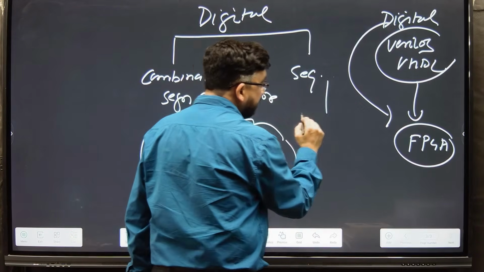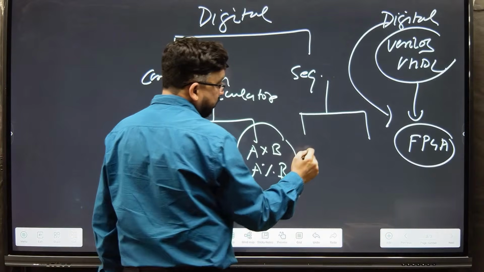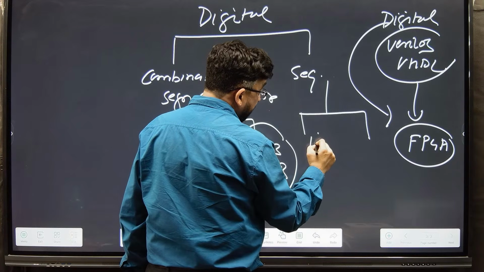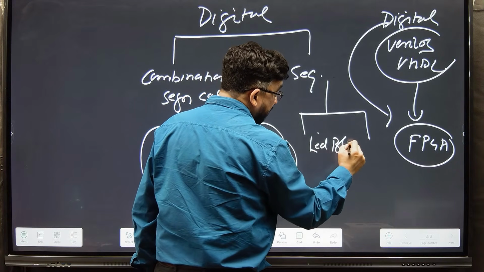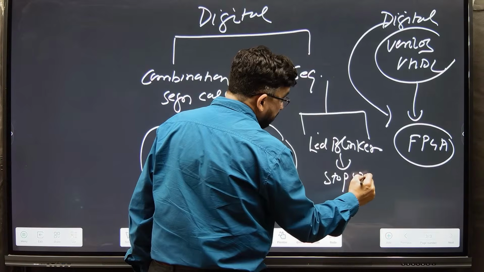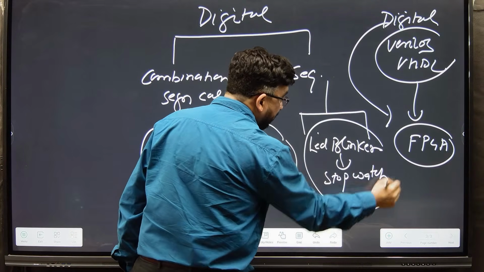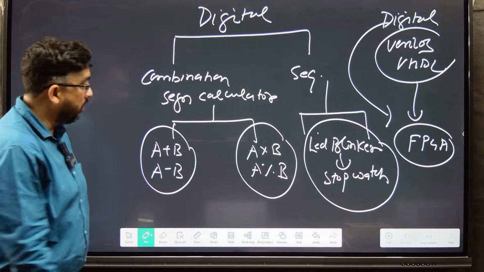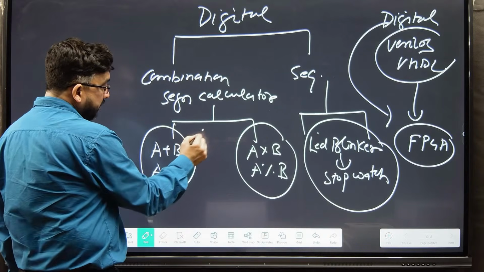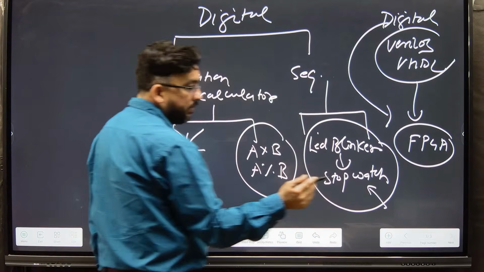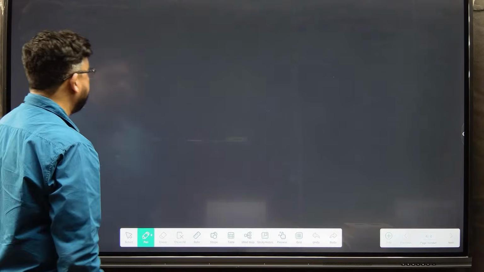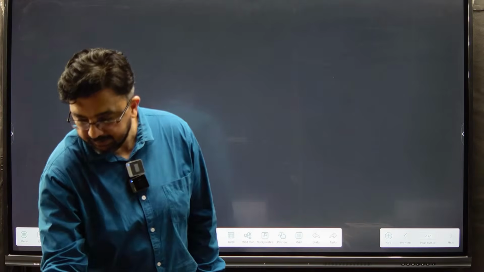And in sequential, we are going to design a project like your LED blinker, at least, or at least one stopwatch. This LED blinker and stopwatch is going to be implemented on FPGA and not just in theory. This one or any one of these is going to be implemented on FPGA. I will show you. Okay, so let's start the first project. Any question? Let me see if you have.